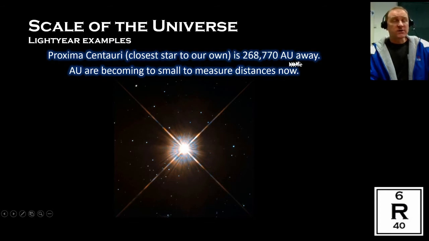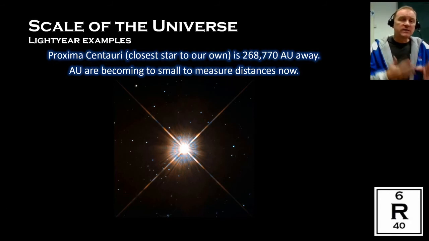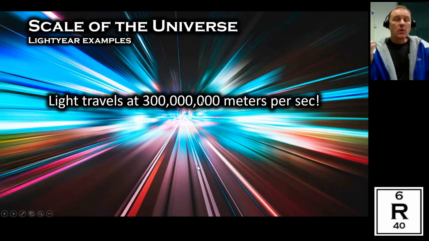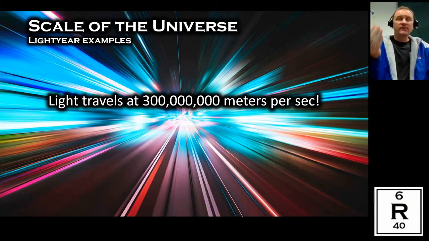268,770 astronomical units away. So now the astronomical units are getting so large that we have to move to another way of measuring distance. And that way is going to have to do with light. Light travels. Yes, light does travel. When you turn on the light and it comes in your room, it's actually traveling from the light to you. It seems instant, but actually it is traveling. It's taking time to get to you.